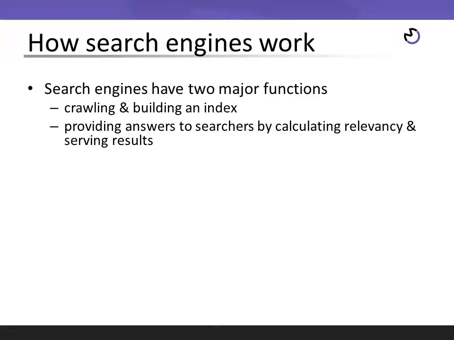So the first thing to understand is that search engines have two major functions. The first one is to crawl and build an index in the database. The second one, based on that index, is to provide answers to searchers by calculating relevancy and serving results. That simply means that they need to give, Google for example, needs to give its users accurate results when they do a search for specific keywords, for example.